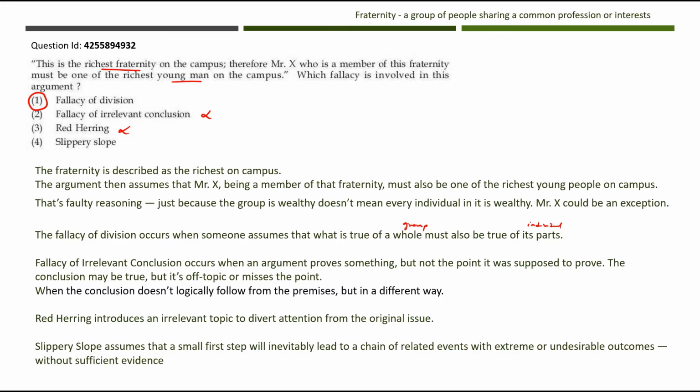The fraternity described is the richest on the campus. The argument is assuming that X, being a member of that particular fraternity, must also be one of the richest young men on the campus. This is a faulty reasoning. Just because the group is wealthy, that doesn't mean every individual in that group will also be wealthy. Mr. X could be an exception also. So this is the reasoning behind why we are selecting option 1. So we will even rule out option 4.